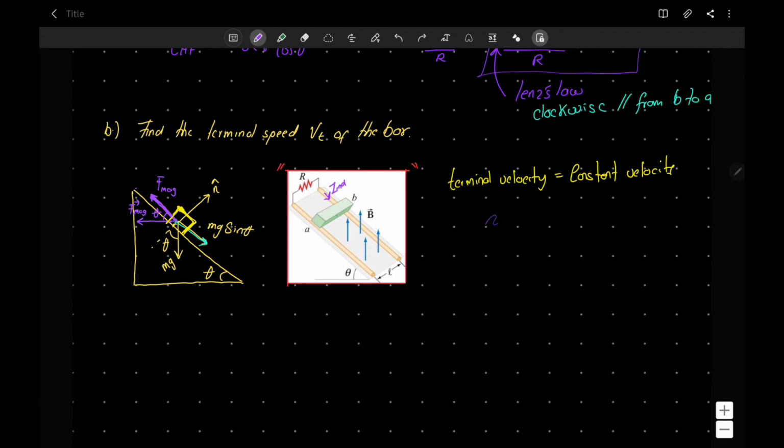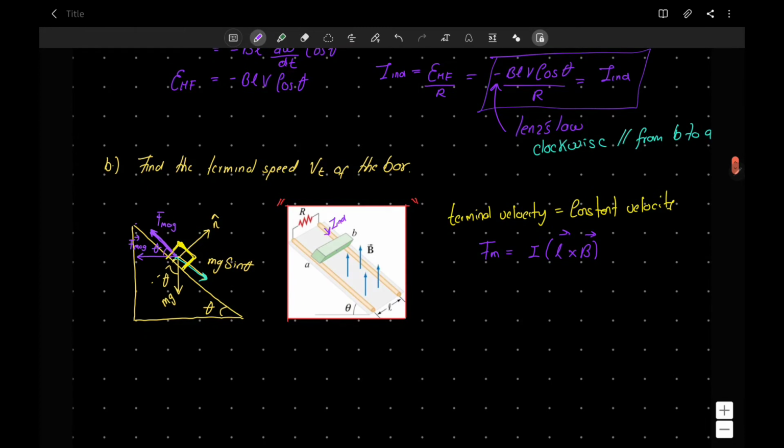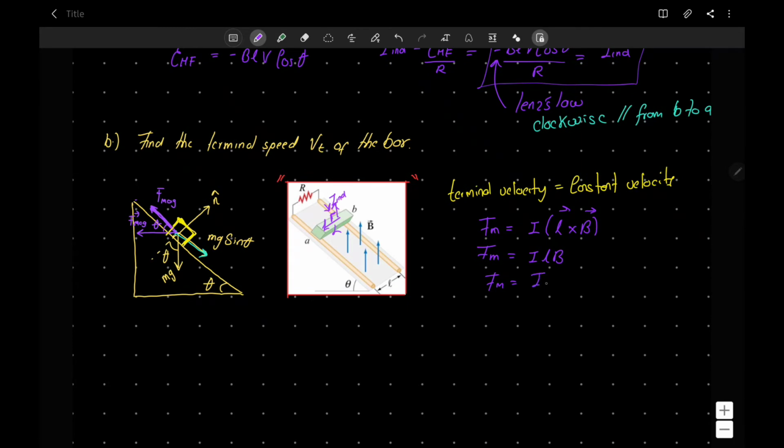As you recall, the magnetic force is equal to I, the current, L cross B. That is a cross product, which means there is a sine inside that. Now let's solve this equation. The magnetic force is I times L times B times the sine of what? L is going that way and B is going in that way, so there will be 90 degrees, and the sine will be equal to 1. So with I being the induced current, the magnetic force is I L B.